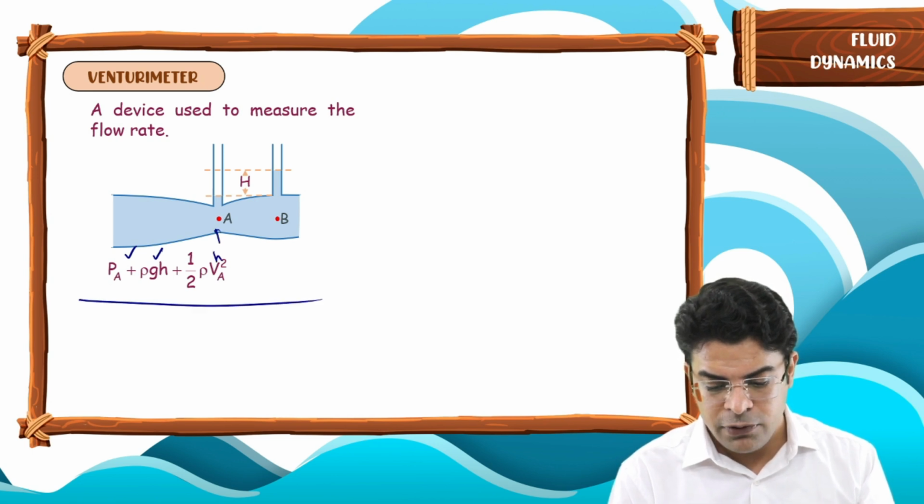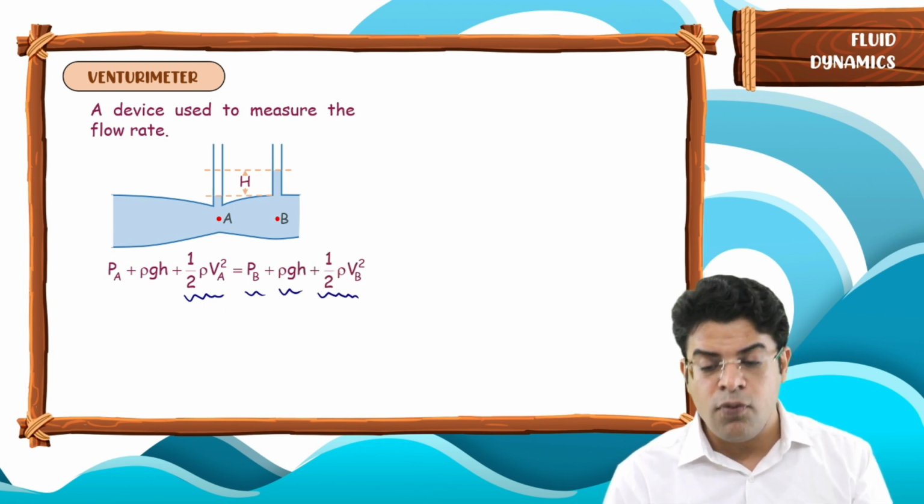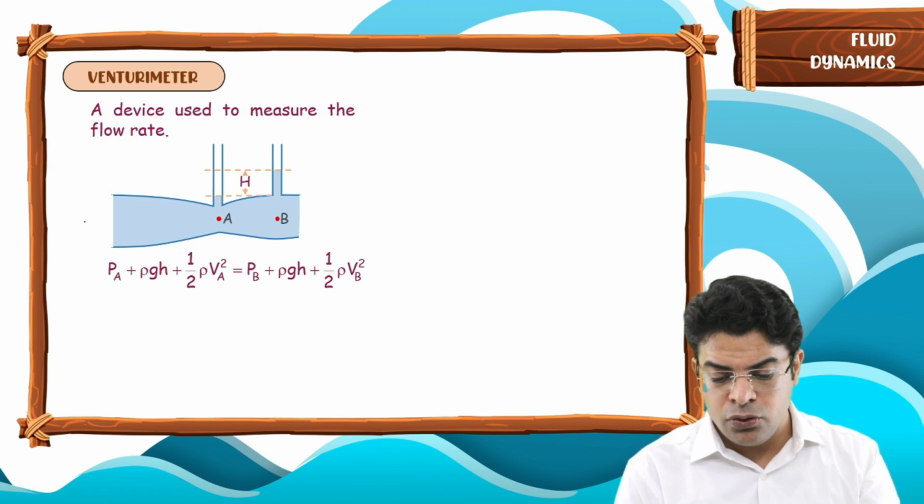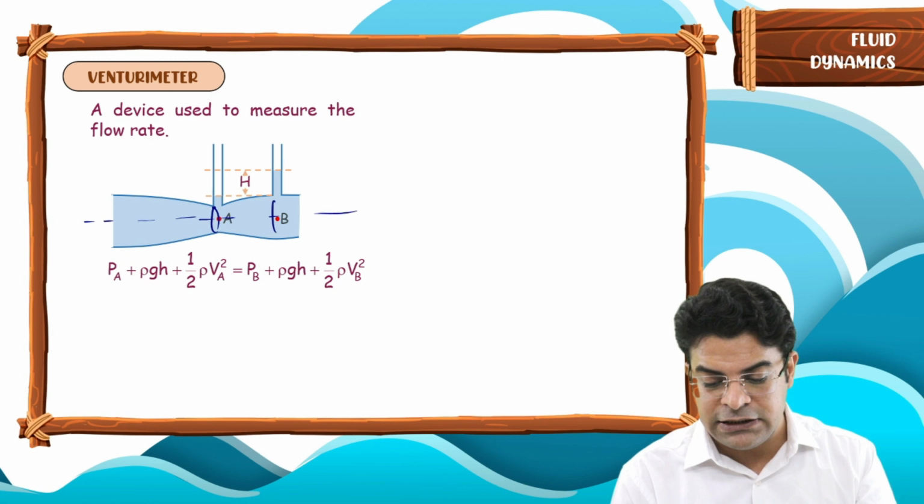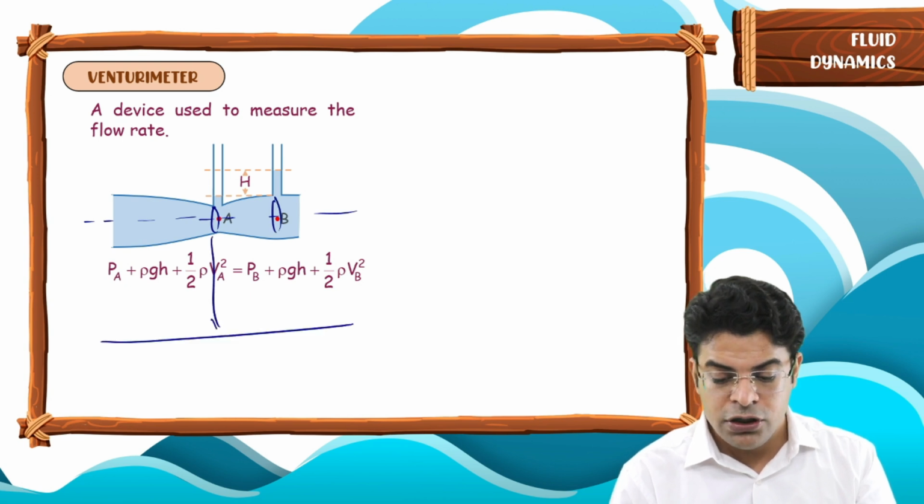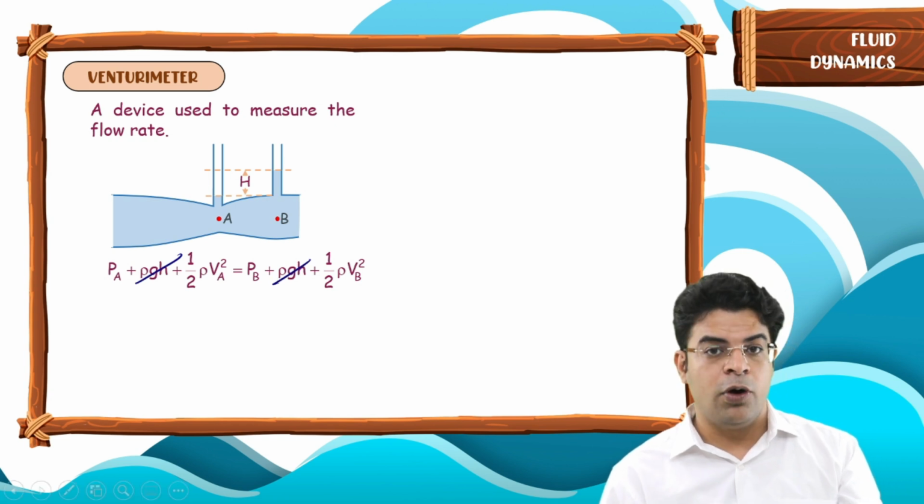You will say from Bernoulli's equation, the pressure at A plus rho g h, meaning the height above the datum, plus half rho VA square equals the pressure at B plus rho g h plus half rho VB square. Since this tube is horizontal, the center line of both the cross sections is at the same height above the datum. So this second term in Bernoulli's equation makes no difference. You can cancel them out.